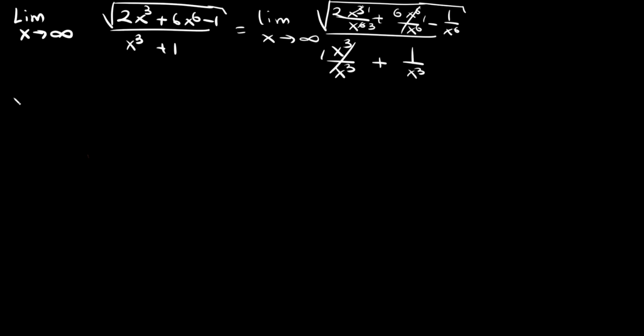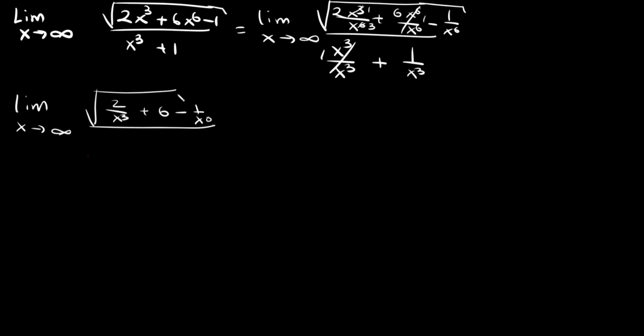Alright, so let's write it again. So this is going to give me 2 divided by x to the power of 3, plus 6, minus 1 over x to the power of 6. Let's write it more carefully. Now my denominator is going to be 1 plus x to the power of 3. Alright, now let's plug in infinity.